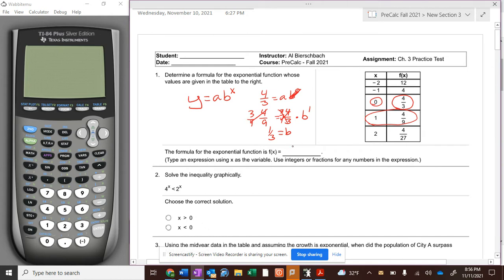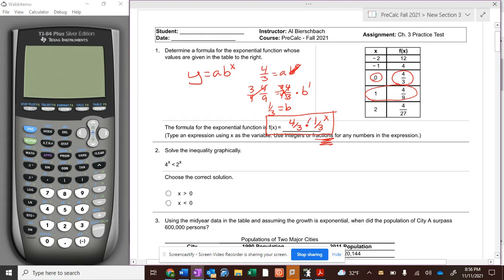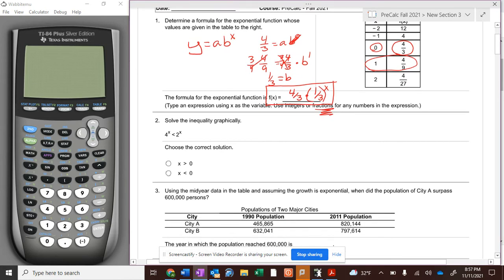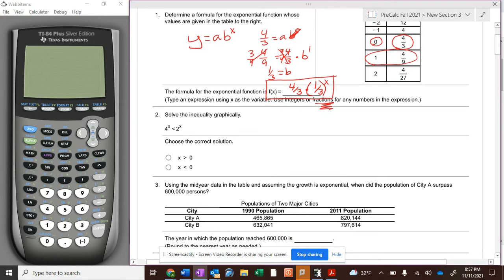Our function is f of x equals 4/3 times 1/3 to the x power. That's our answer. It says use integers or fractions. We had fractions here. If you need to, maybe you want to put parentheses around there. All right. Solve the equation graphically.